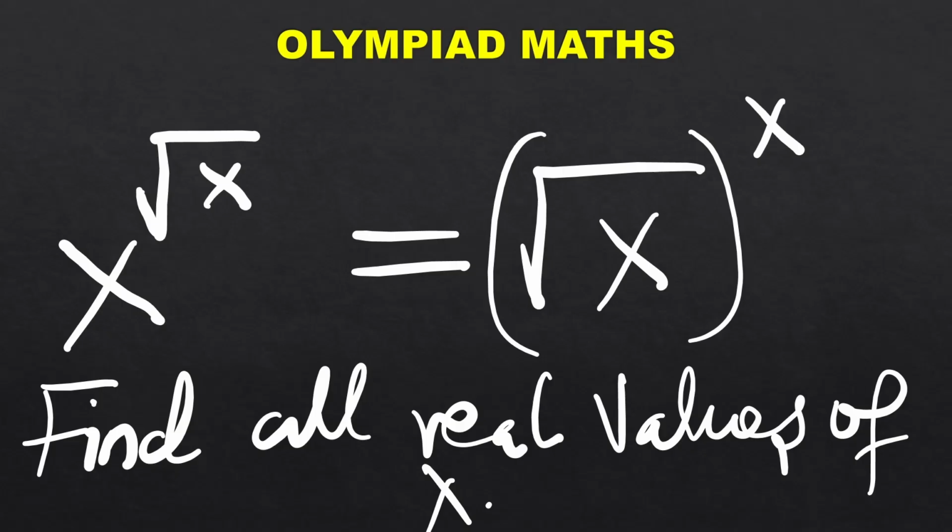x raised to power root x is equal to root x raised to power x. Find all real values of x. This is actually very important, and I'm sure there are only two numbers. Can you pause the video and try to find those two numbers? If you have tried, maybe you just want to watch, maybe you don't know. Let's see how it goes. Let's start with the first.